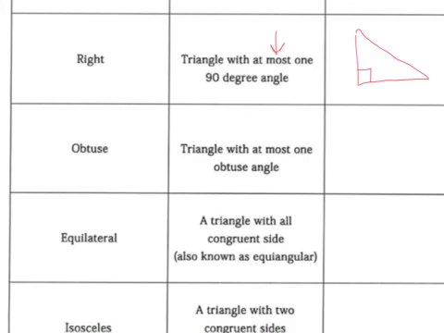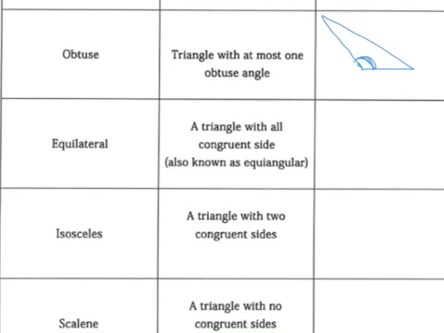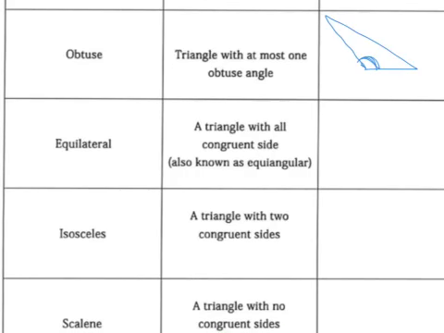The next one, obtuse. An obtuse triangle is typically drawn something like this, where this angle here is obtuse, meaning that it's more than 90 degrees and less than 180. The next one, equilateral, a triangle with all congruent sides, known as equiangular. This is the one that we typically see these tick marks on the edges or the sides of the triangle to denote that they're all congruent.